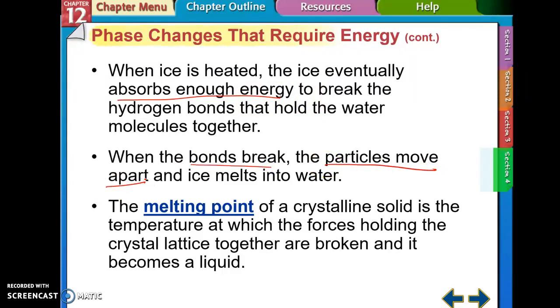Anytime you're heating something, you're adding energy. If you're putting energy in, that's called endothermic. Melting is an endothermic reaction. When you're melting something, you have a solid that becomes a liquid. And the specific melting point is a specific temperature where the forces that are holding that crystalline solid together are broken. And so the intermolecular forces break apart. It's no longer a solid, it's now a liquid because you put too much energy in.